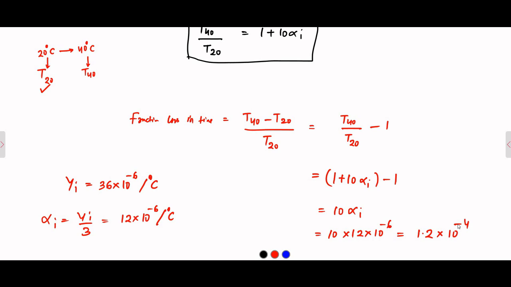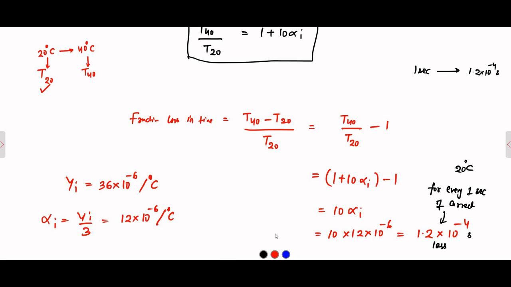Since it is a ratio of the same parameters, time periods, it has no units. What it basically means is that for every 1 second of the correct time which the pendulum would have shown if the temperature stayed at 20 degrees Celsius, when the temperature increased to 40 degrees Celsius, it led to a loss of this much time. For every 1 second, the loss is 1.2 into 10 to the power minus 4.